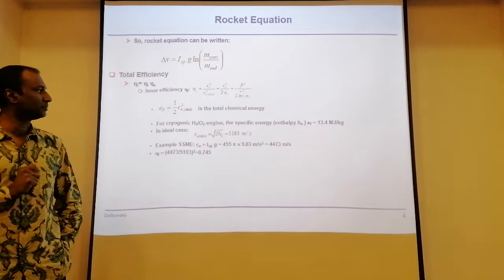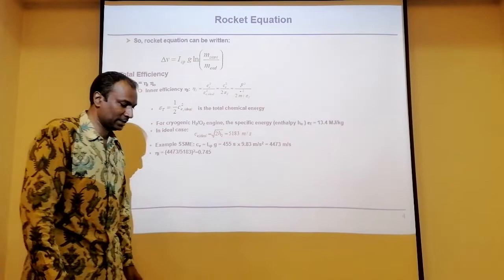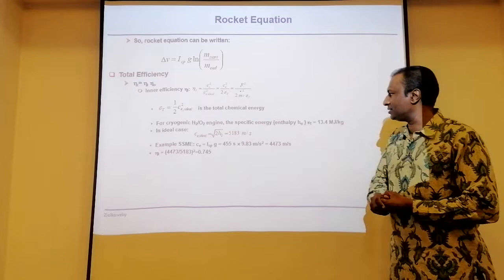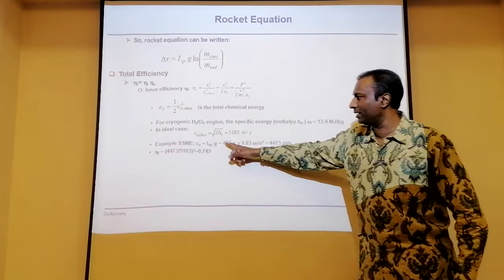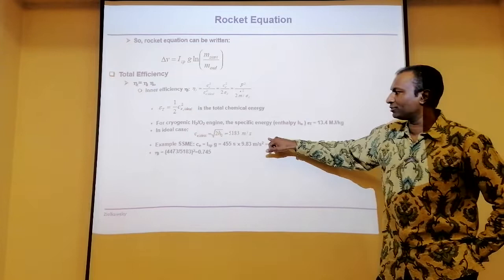the rocket equation. Okay, just to give you an example, for cryogenic H2/O2, that means it's in liquid form, you have hydrogen as the fuel and liquid oxygen as oxidizer. This is a supercritical stage. You have it in, for example, Ariane. The specific energy with enthalpy you can actually calculate. How? Simple. For the ideal case, the Ce would be the square root of 2 times the actual enthalpy. And the enthalpy actually depends on the actual fuel that you're using here. So you should be able to get your Ce. Look at the ideal Ce here. It's about 5 kilometers per second.